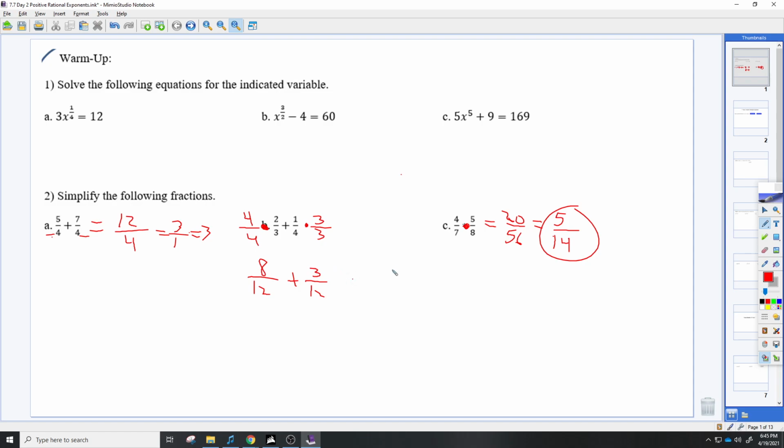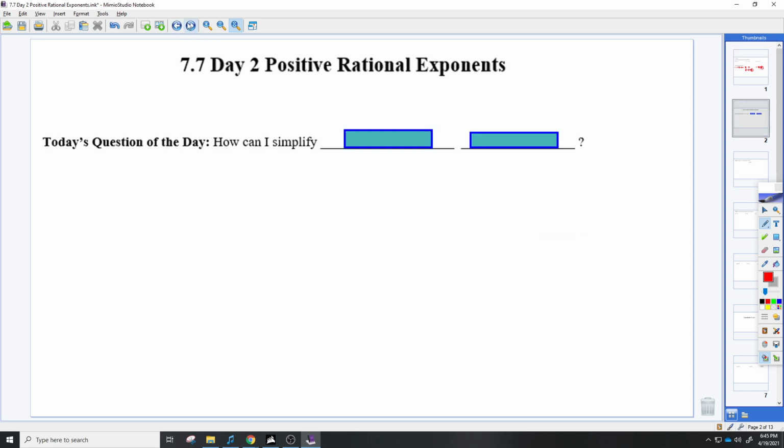Now we can add them together. So that would be 11 over 12 as an answer. Just a quick reminder on how to do that, because we're going to do it again, but we're going to do it with fractions as exponents.